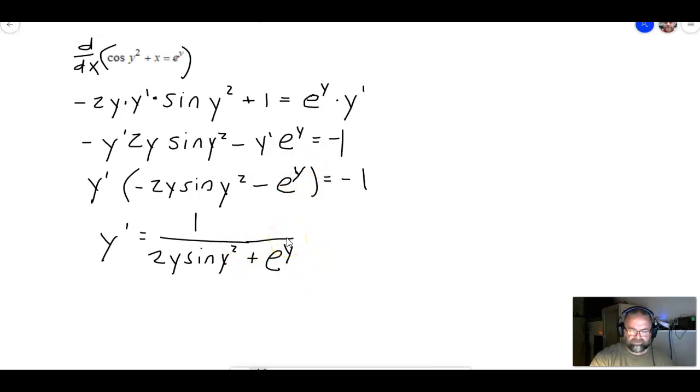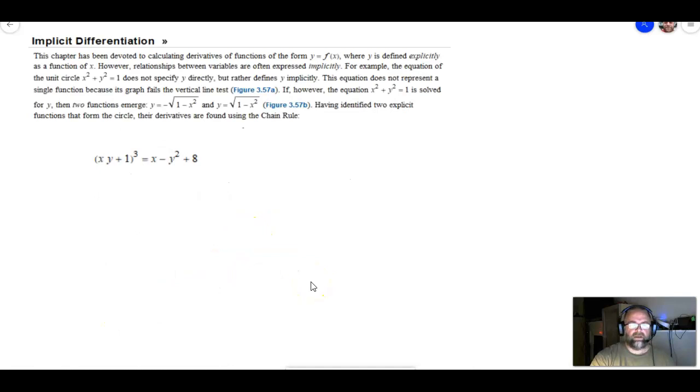That's it. All right, so let's take a look at one more super hard one, and then we'll be done with these. Here is a good one. So this is x times y plus 1, all quantity cubed, is equal to x minus y squared plus 8. So give this puppy a try, and when you're ready, we will go through the answer.